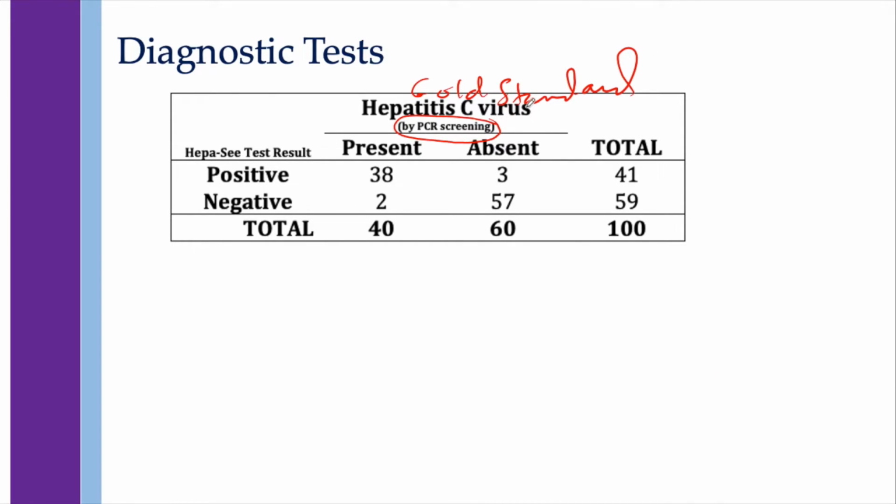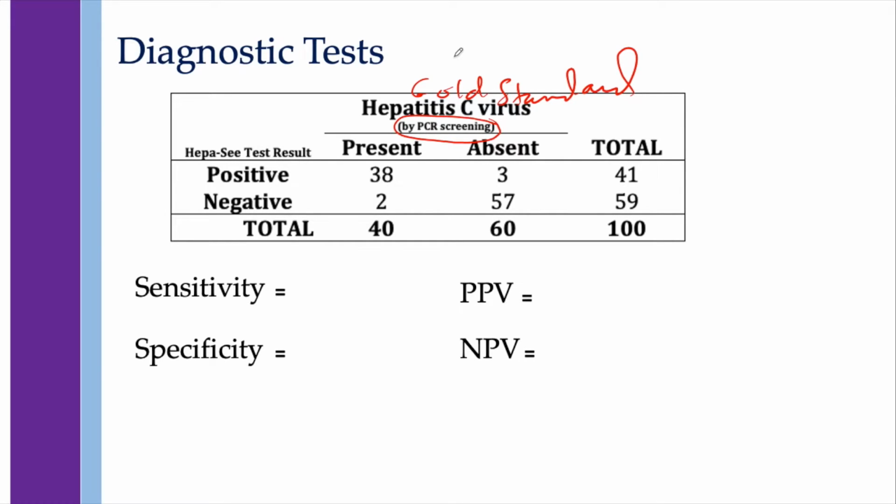Whatever is the result of the gold standard, that is whether a patient really has the disease or not. So compute for the sensitivity, specificity, positive predictive value, and the negative predictive value.